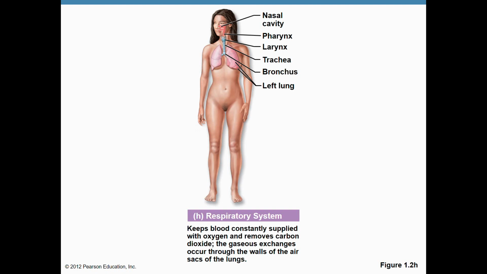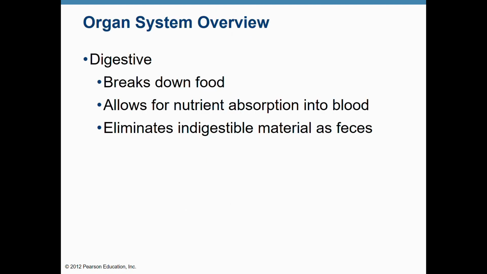Air flowing out of lungs through vocal cords produces sound. So it also functions in producing sound, apart from the exchange of gas, the oxygen and carbon dioxide in the body. Then next we have our digestive system.